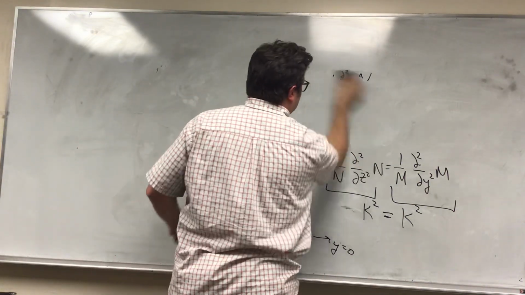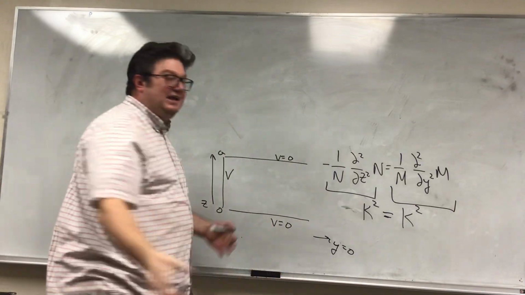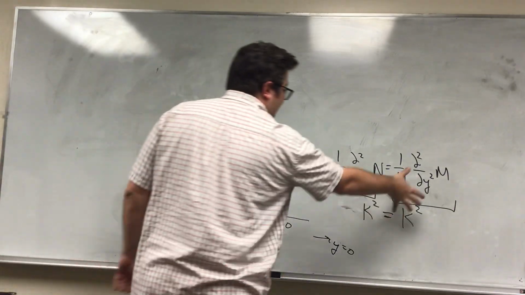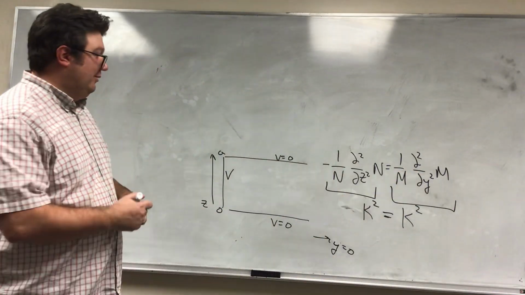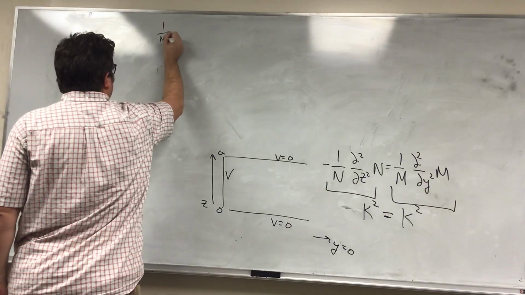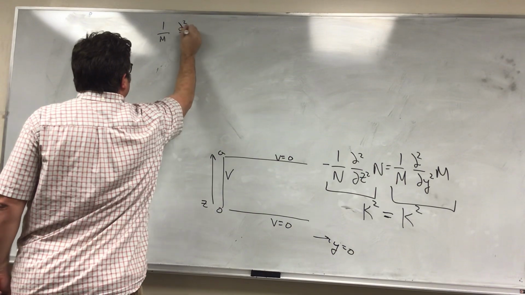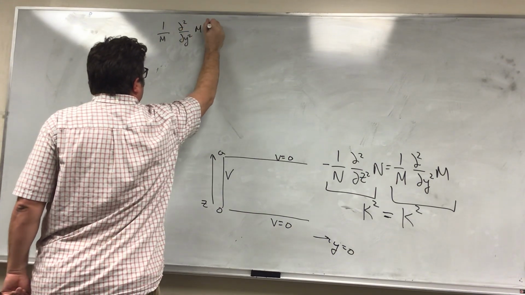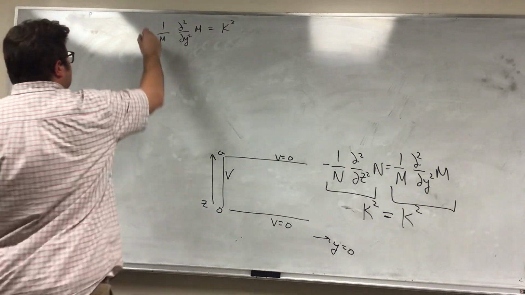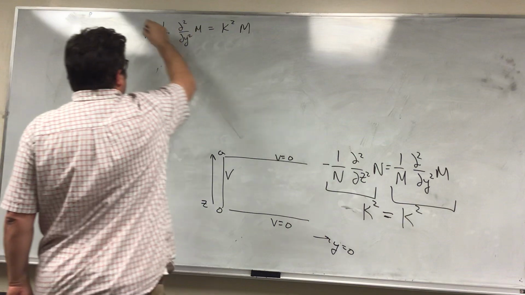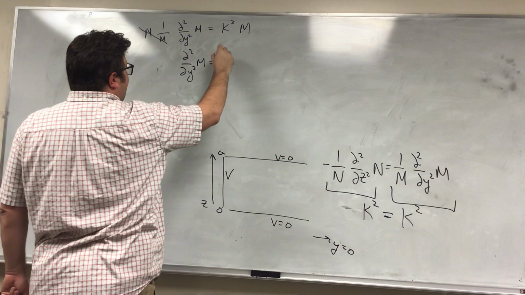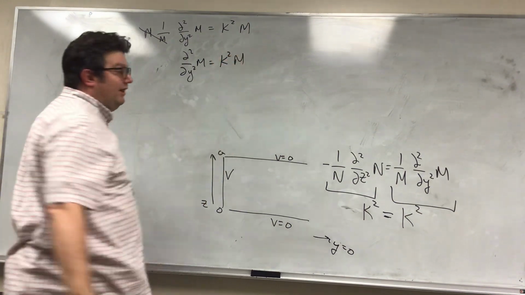My gosh. Now we have, instead of one giant differential equation, two smaller differential equations. So let's start with the y differential equation. So we have 1 over m d²y m equals k squared. So what we'll do is we'll multiply both sides by m, and we get the second derivative of m is equal to k squared times m.